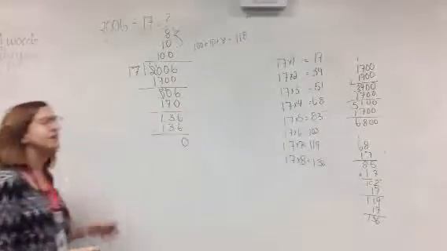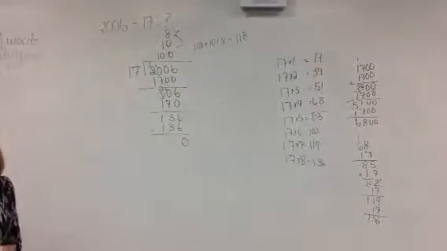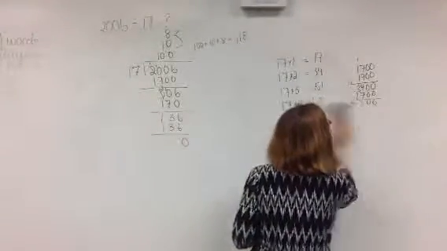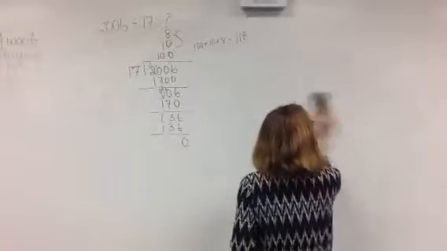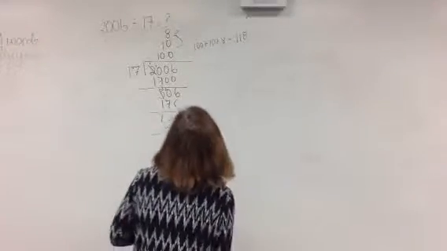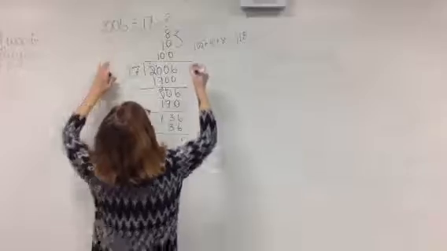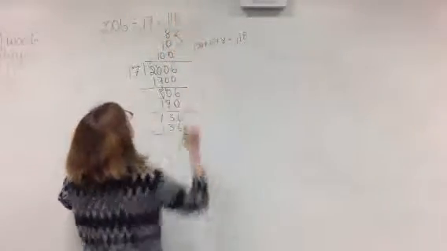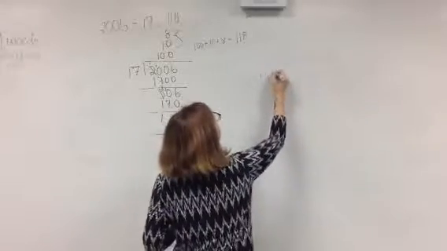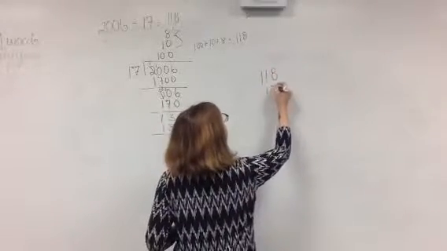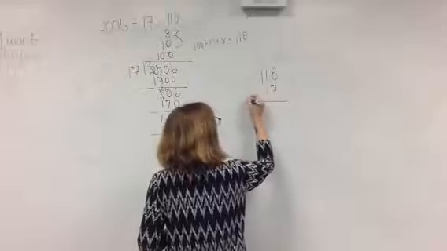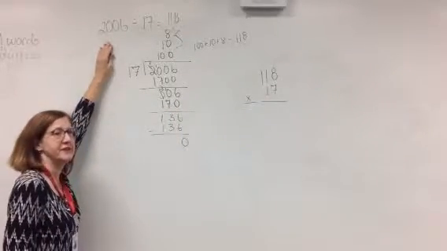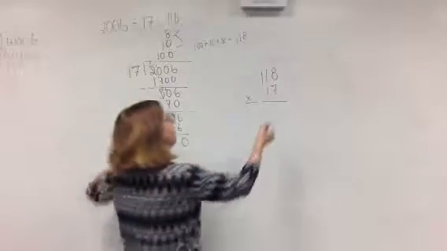Now, this is an important problem, so I want to check my work. I can check my work by doing the opposite of division, which is multiplication. I can multiply, because I know my answer here is now 118. I can multiply 118 times 17. If I get 2006, I know that I've solved my problem correctly.